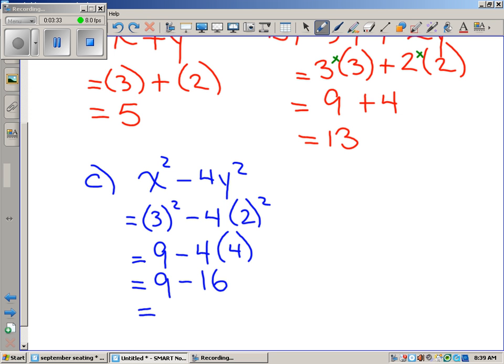Now we have our integer rules coming back into play. It's 9, we're taking away 16. Therefore it's going to go left down the number line, and our answer will be negative 7. You will have positives and negatives when we do this work.